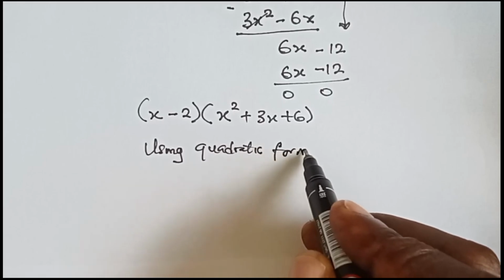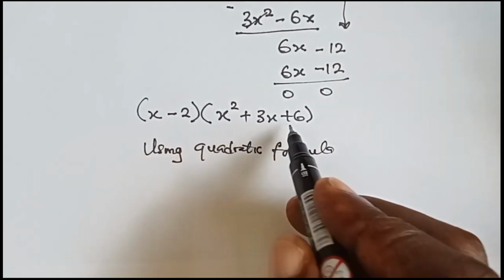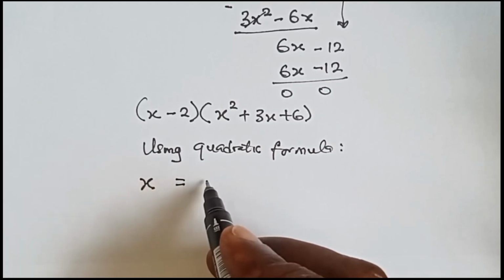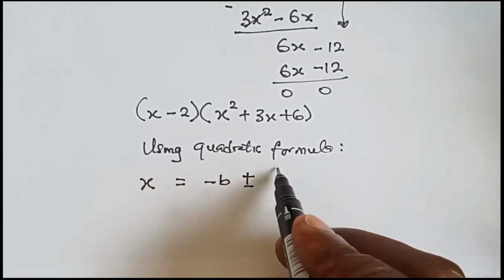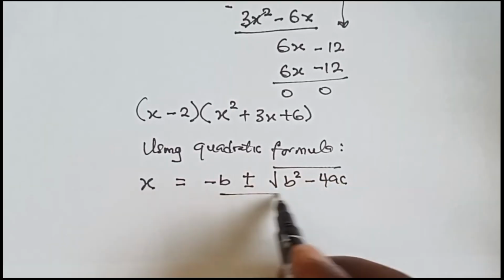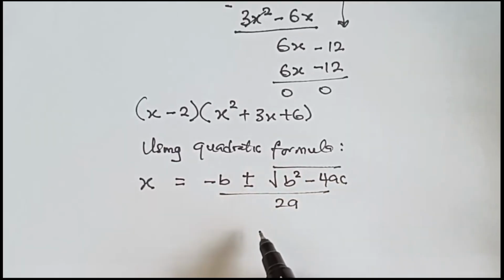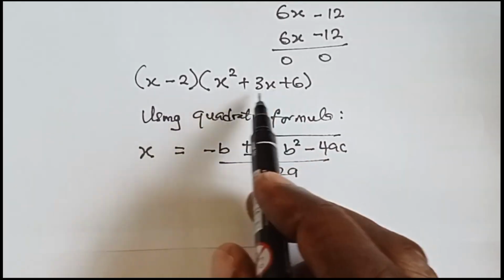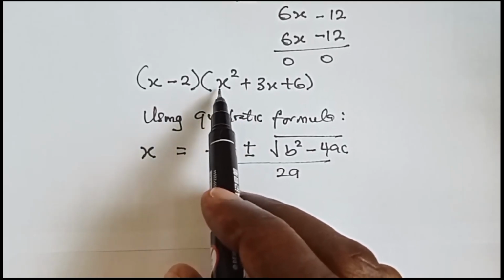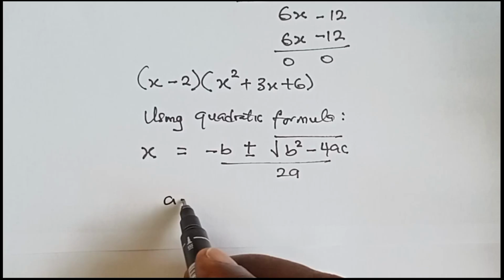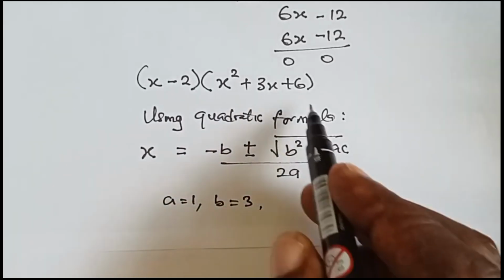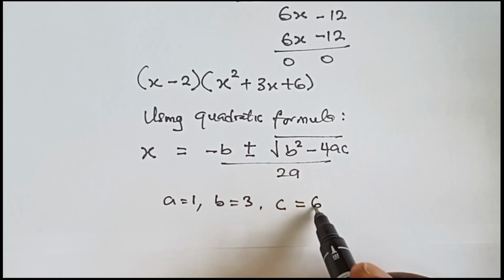Using the quadratic formula to find the other factors from here. And you know the quadratic formula says x equals minus b plus or minus square root of b squared minus 4ac, over 2a. And this is the equation we want to solve using the quadratic formula. What is our a? Our a is 1. What is b? b is 3. And what is c? c is 6.